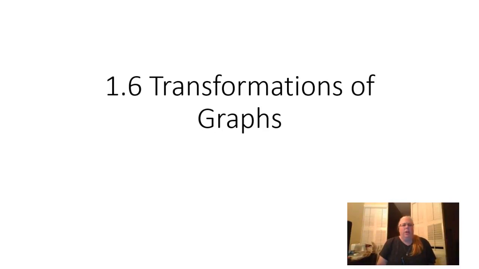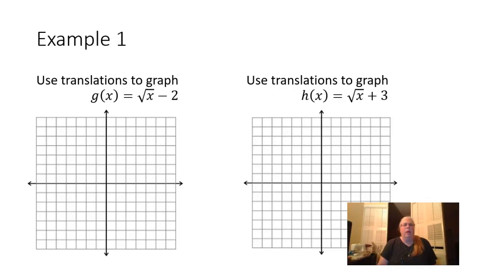These examples go with lesson 1.6, transformations of graphs. Example 1. Use translations to graph the function g of x is equal to the square root of x minus 2. And then we'll use translations to graph the function h of x is equal to the square root of x plus 3.